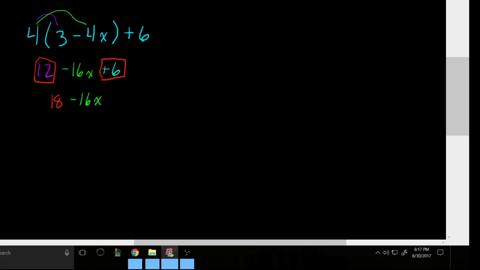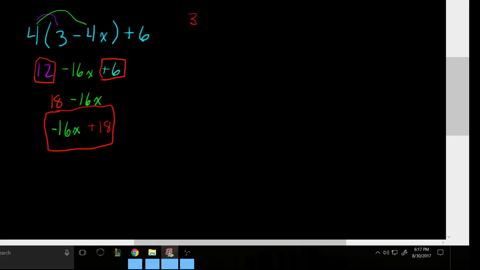So if you're in Mr. Hickson's class, I'm okay with this answer, but really you should be moving these around. So you've got negative 16x plus 18. And if you're not in Mr. Hickson's class, I don't know what your teacher is expecting you to do, but this will be our final solution.